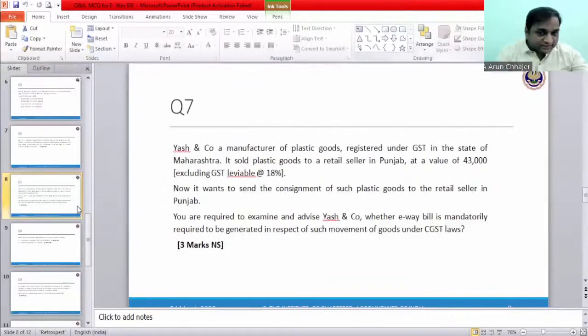A company manufactured plastic goods, registered under GST in the state of Maharashtra. It sold the plastic goods to a retail seller in Punjab at a value of 43,000 excluding GST. Now it sent the consignment of the plastic goods to the retail seller in Punjab. Just tell me in this case whether an Eway bill is mandatorily required or not. Very good question. The value of the consignment is 43,000 excluding GST at the rate of 18%. Whether an Eway bill would be required or not, very important question.